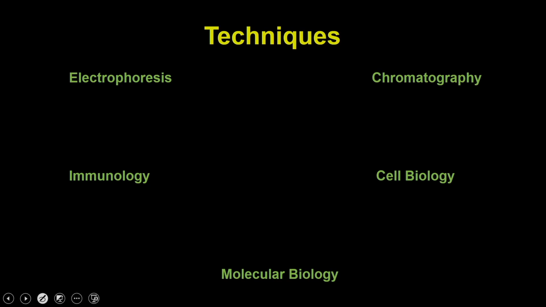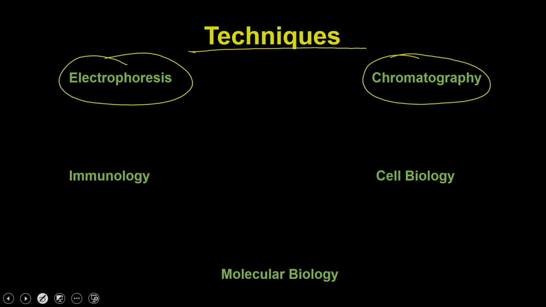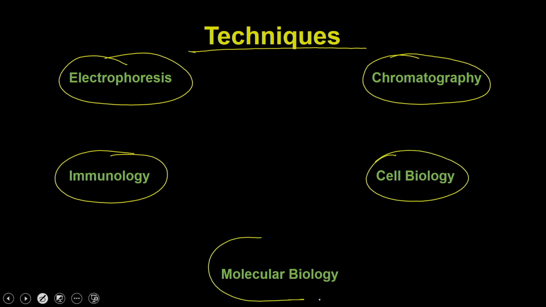After that, we directly jumped onto the different types of techniques you should use to advance the experimental work. We discussed electrophoresis, chromatography, immunological techniques, cell biology techniques, and at the end we also discussed molecular biology techniques.